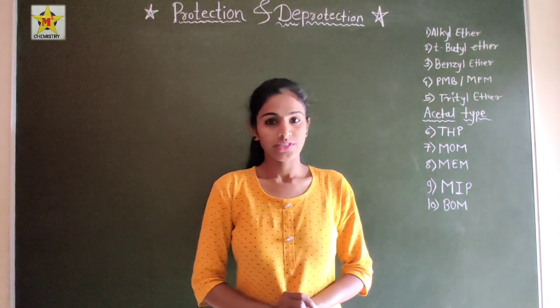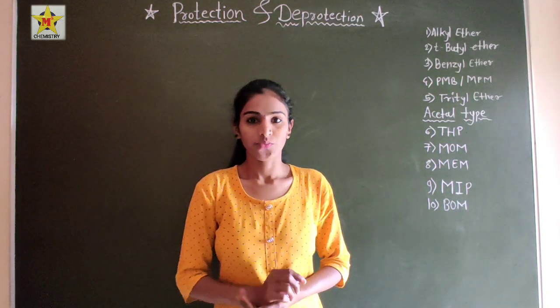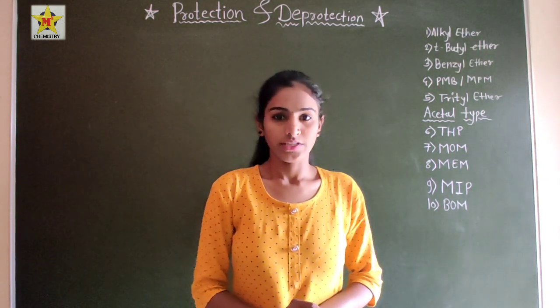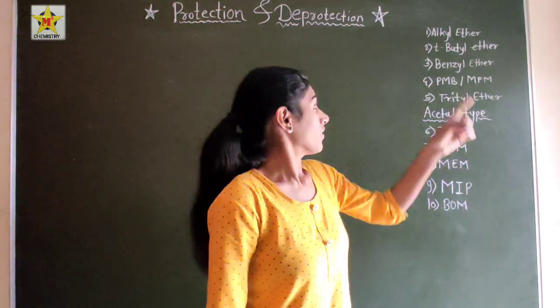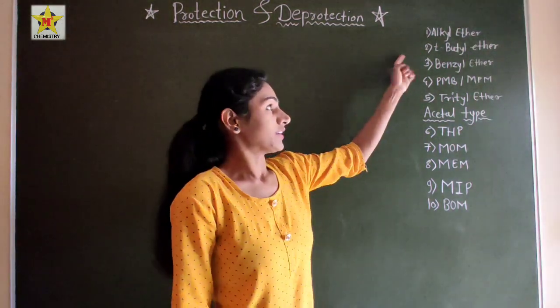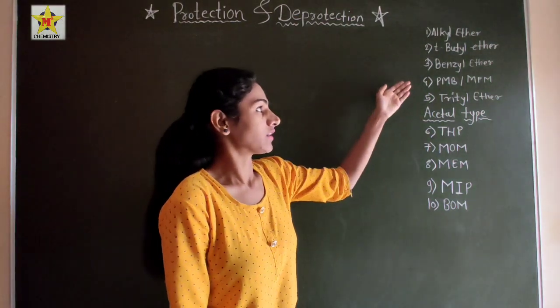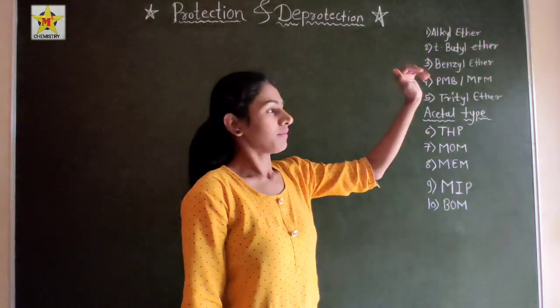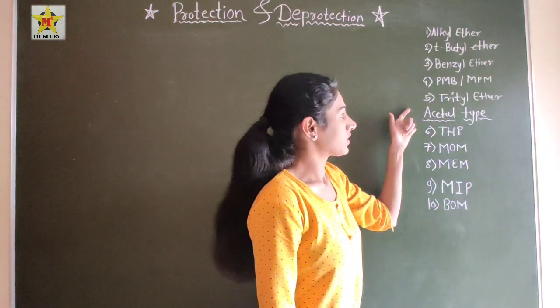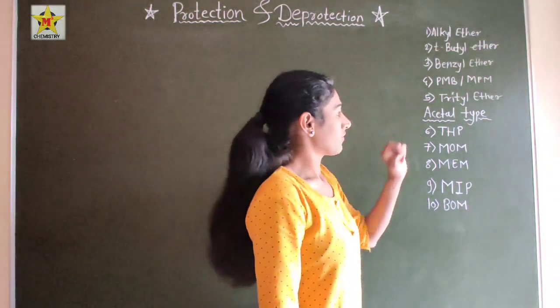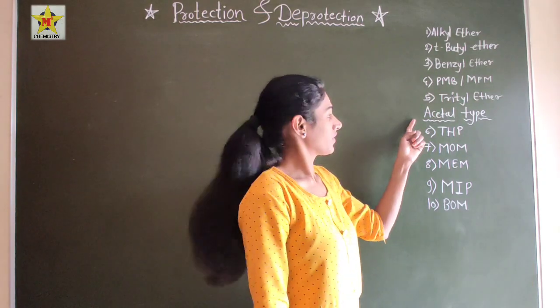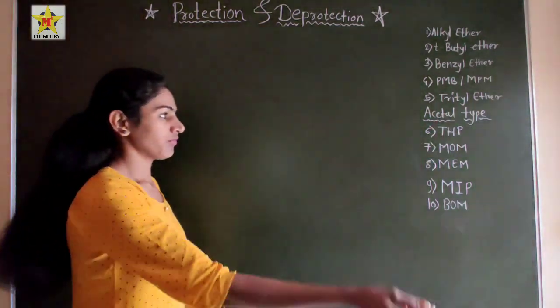In the previous lecture, we saw some kinds of protecting groups or protecting agents which protect alcohol. From that, alkyl ether is completed, tertiary butyl ether, benzyl ether, PMB or MPM ether, and next to that, trityl ether. These all ethers are completed. So in today's lecture, we are going to see acetal type of ethers.